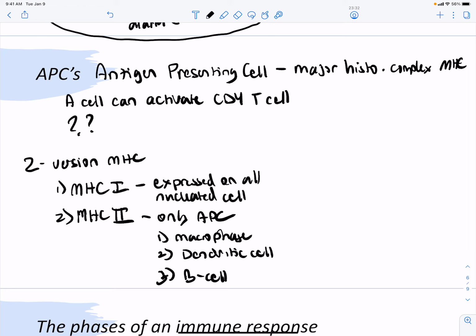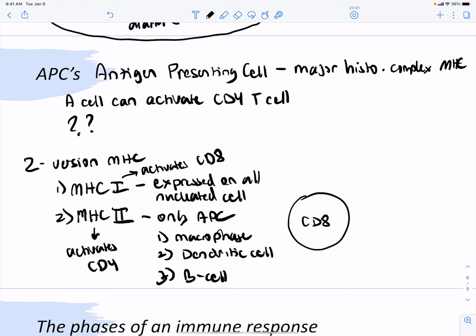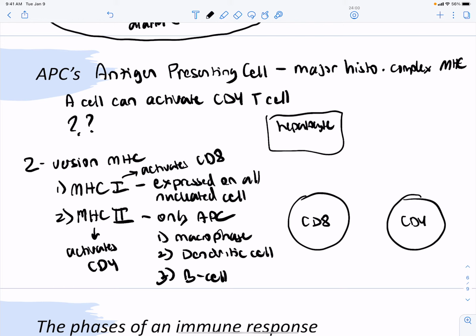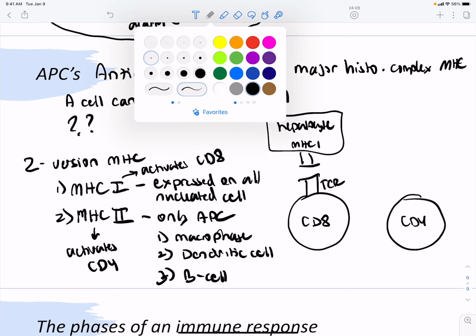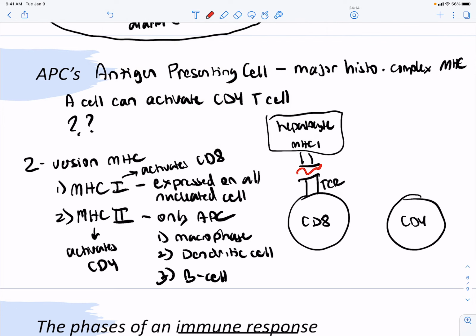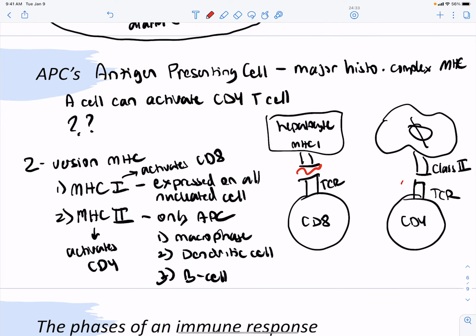So MHC class 1 activates CD8. MHC class 2 activates your CD4. Okay, so a way to look at this is you have a CD8 cell, you have a CD4 cell, you have a hepatocyte, a liver cell. It has MHC class 1, and you have your CD8 TCR, you have some sort of peptide, and you can get activation. For your CD4s, this has to be, for example, a macrophage. You have class 2, you have your TCR, you have a peptide. Class 2 tends to be a little bit longer, so I'll make it look a little bit longer, and you can get activation.